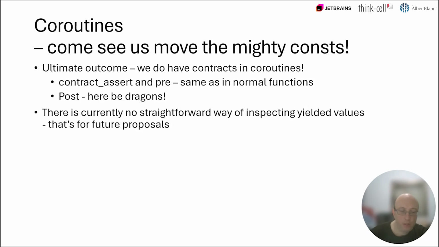So with all these issues in mind, the somewhat perhaps surprising outcome is that after some back and forth on this, we do, after all, have contracts in coroutines in C++26, all three types of contracts, but you need to be very careful with that. Preconditions, you're fine there. They will only be useful for inspecting the input parameters in the initial call, but you probably will have some use for that.